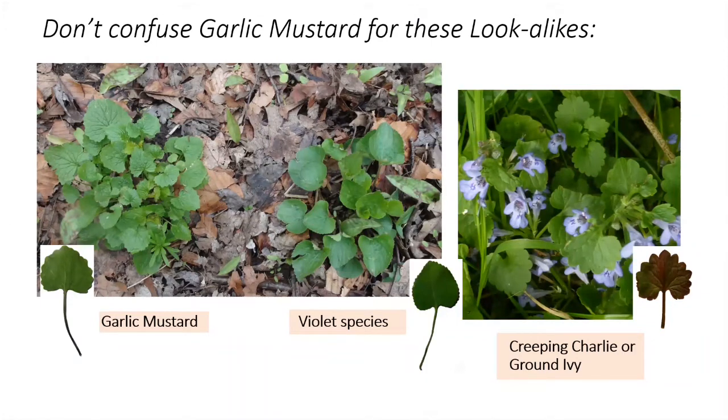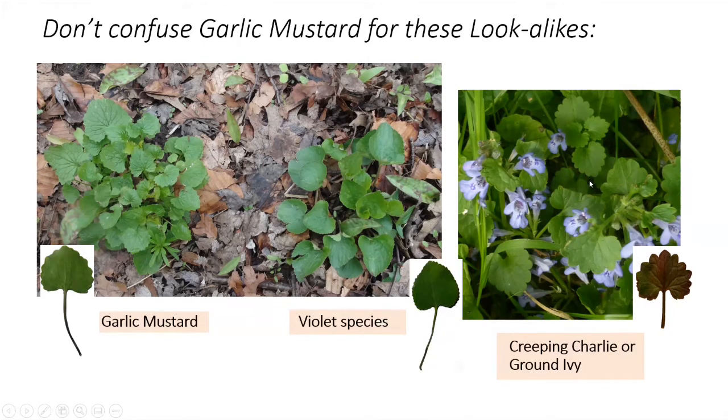There are also some lookalikes to look out for, such as violet species in the spring. Especially, they can look similar to the low-lying basal rosettes of garlic mustard. Violet species have more angled shaped leaves and more regularly spaced teeth compared to garlic mustard, which is more wide and coarsely toothed. And garlic mustard also has a characteristic garlic smell.